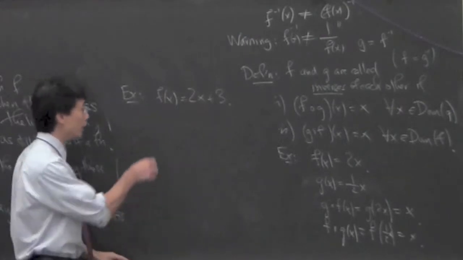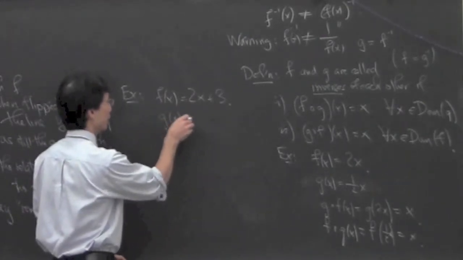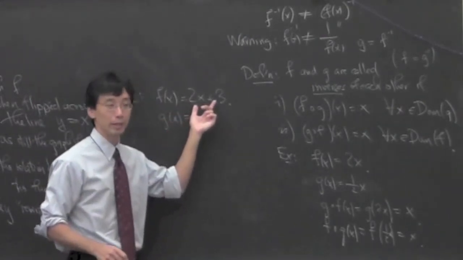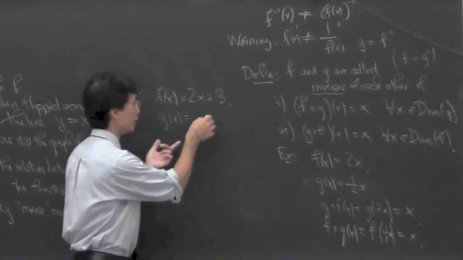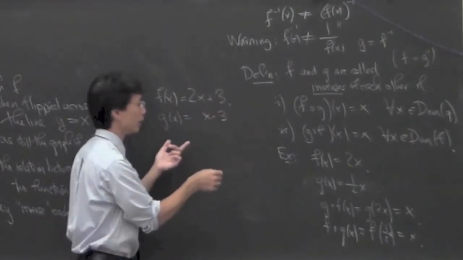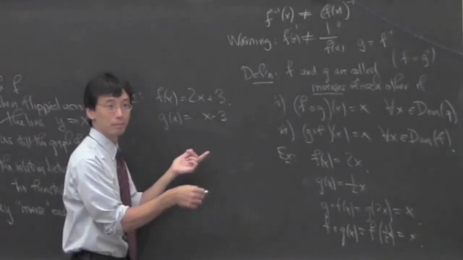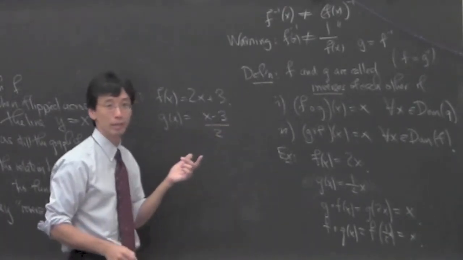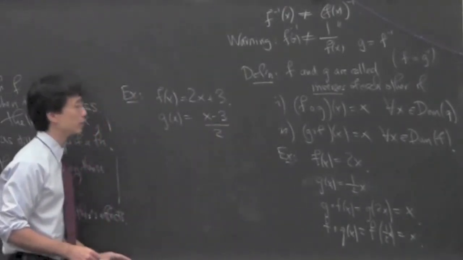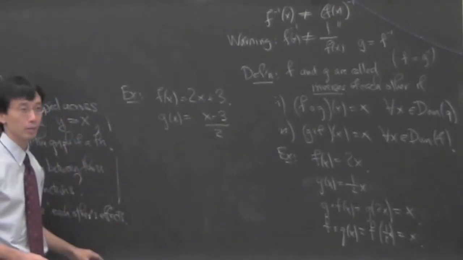So g of x, with f of x being the guy who doubles and then adds on 3, should be the guy that subtracts off 3 and then divides the whole thing by 2. Right? So it should reverse the things, reverse the steps.